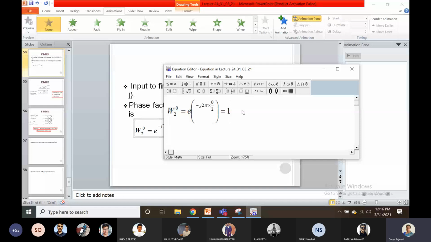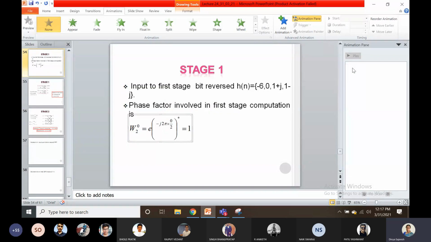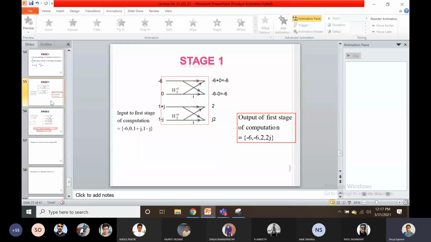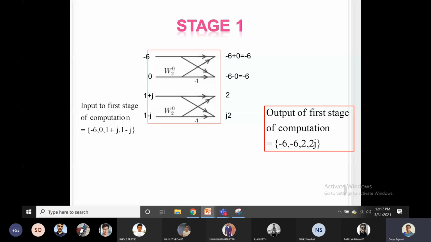So the conjugate will not matter here. It is 1 only. Now coming to the first stage, the input is minus 6, 0, 1 plus j and 1 minus j, and these are the outputs we obtain in the first stage, that is minus 6 to 2j. The phase factor involved here is W2 raised to 0, which is 1.